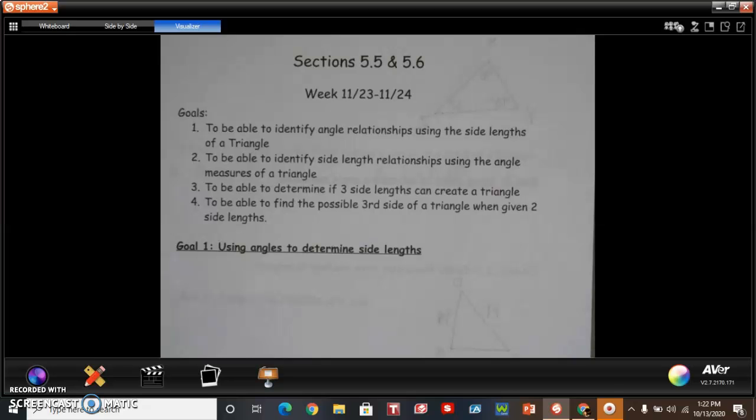Okay, I know it's Thanksgiving break week and that you technically only have 2 days of school, but we do have some lessons to get through today, 5.5 and 5.6.